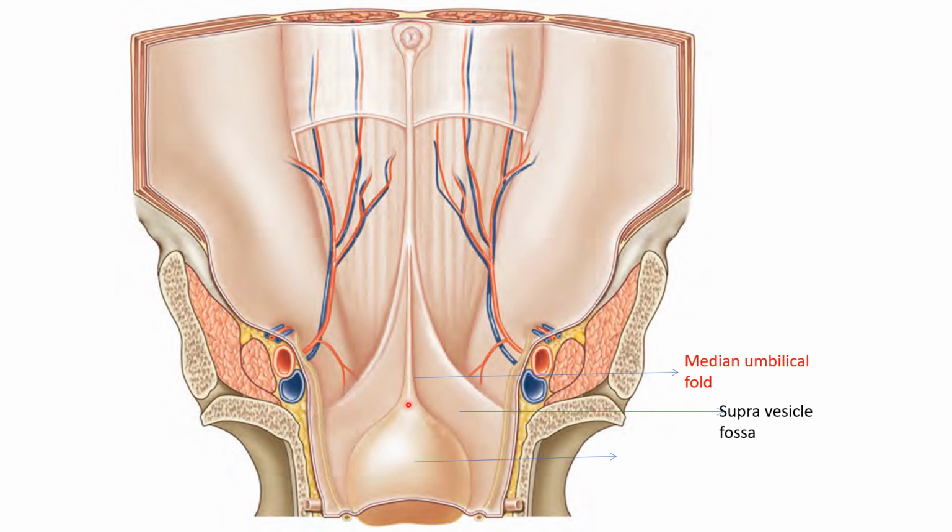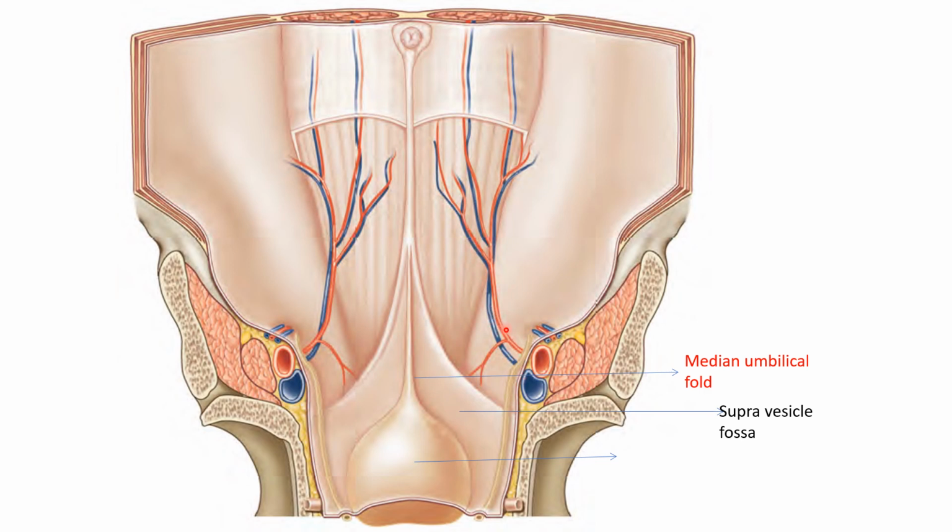Now lateral to this median umbilical ligament, we can identify the two umbilical folds, one on either side. Those are the medial umbilical folds. In these medial umbilical folds, what we can identify are the obliterated umbilical arteries. Now, lateral to these medial umbilical folds, we can identify the lateral umbilical ligament, which consists of the inferior epigastric artery.